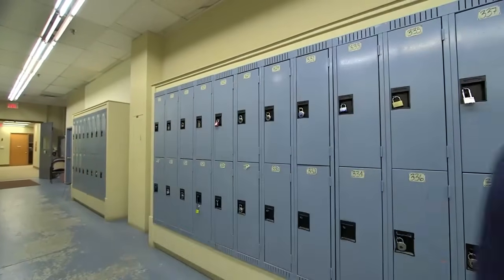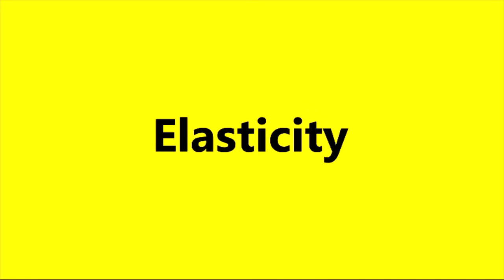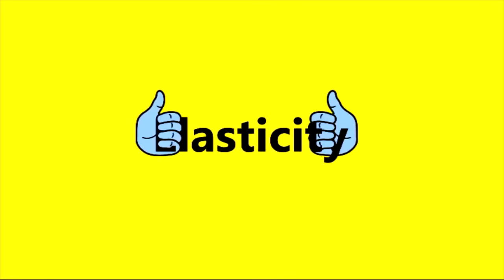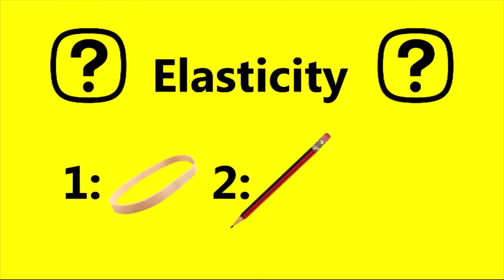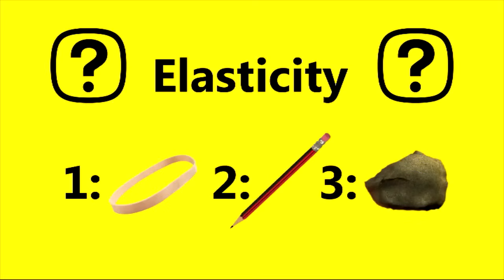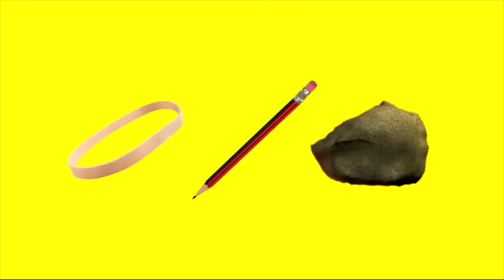Ow. Now it's time for a Science Max quiz. Elasticity is the ability for a material to return to its original shape when deformed, like this or this. Which of these materials have elasticity? A rubber band, a pencil, or a rock? Haha! This is a trick question. The answer is all three.